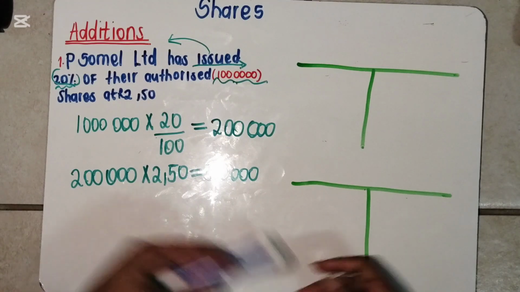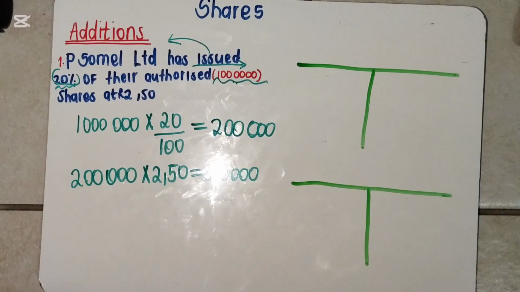So now, 20% of the million was issued to the public and that is 200,000 shares. Those 200,000 shares that were issued to the public are worth 500,000. Now, you take that 500,000.